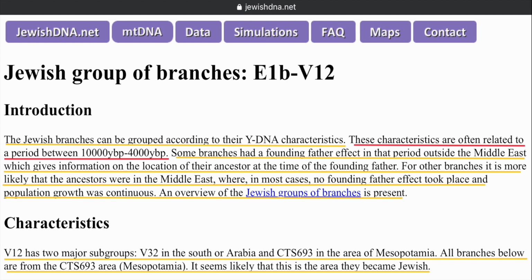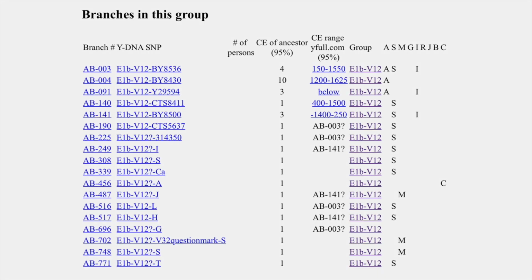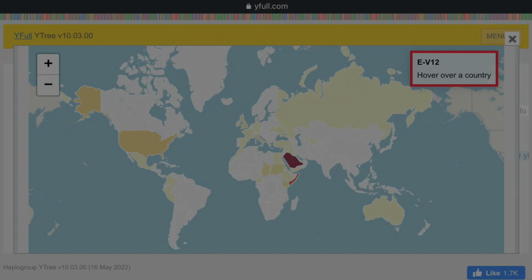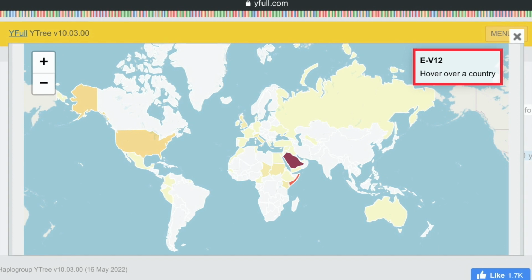V12 has two major subgroups, V32 in the south or Arabia and CTS693 in the area of Mesopotamia. All branches below are from the CTS693 area, Mesopotamia. It seems likely that this is the area they became Jewish. So here are the branches in this group, the ones in Mesopotamia, the ones that are Jewish. E-V12 is distributed throughout the Middle East.